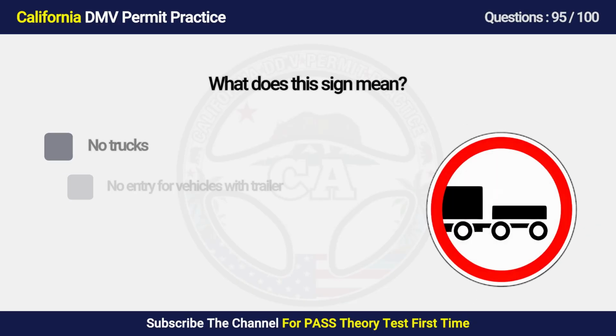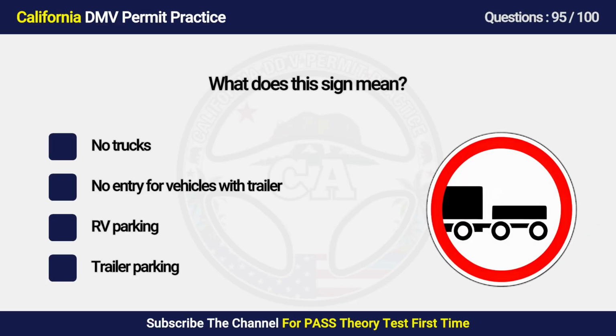Question 95. What does this sign mean? A. No trucks. B. No entry for vehicles with trailers. C. Parking. D. Trailer parking.